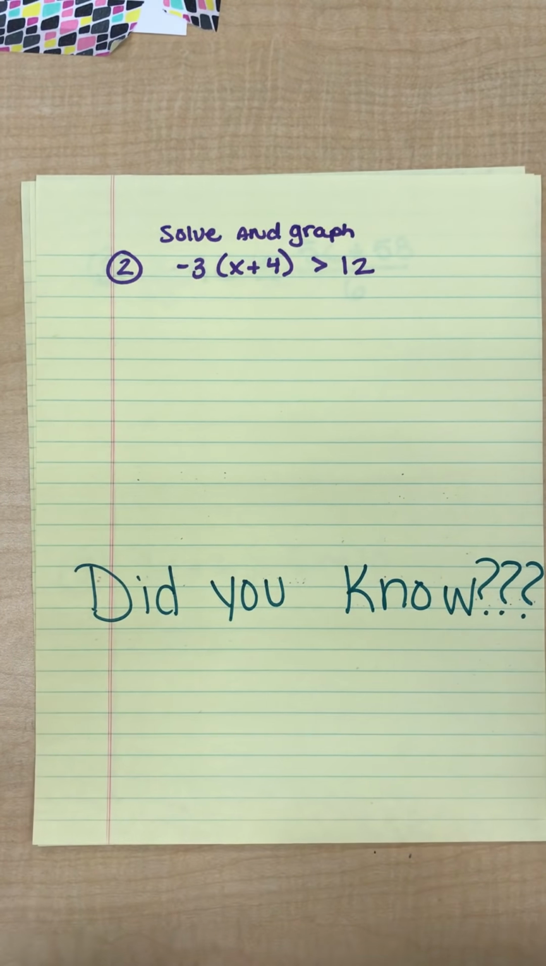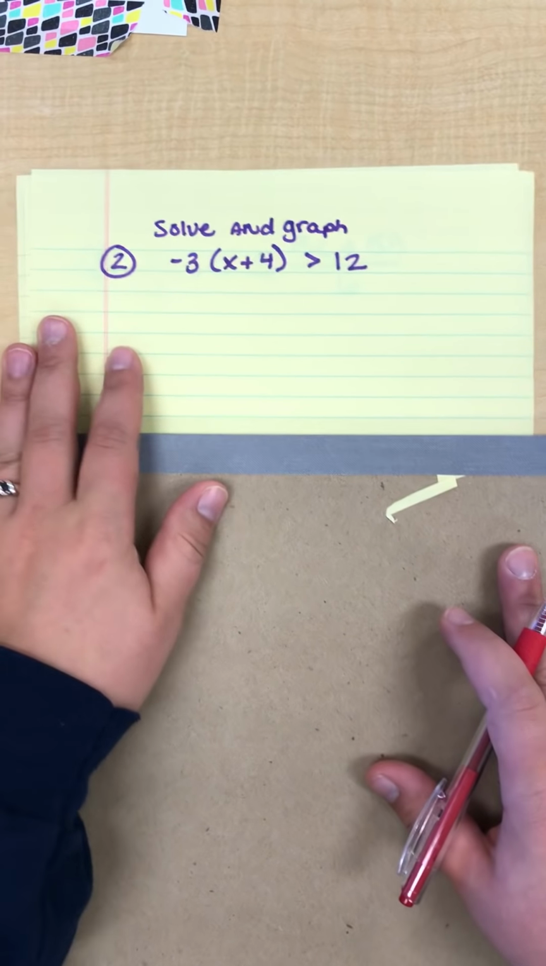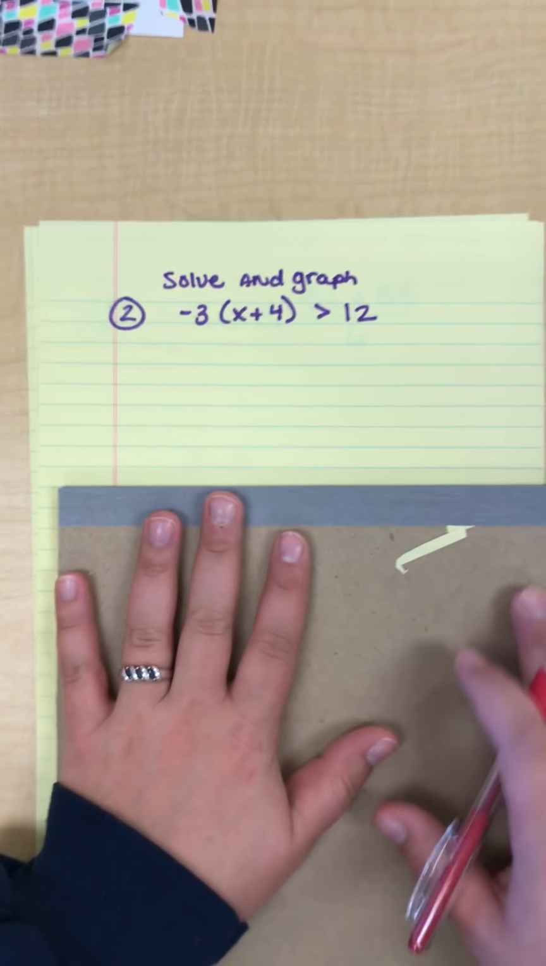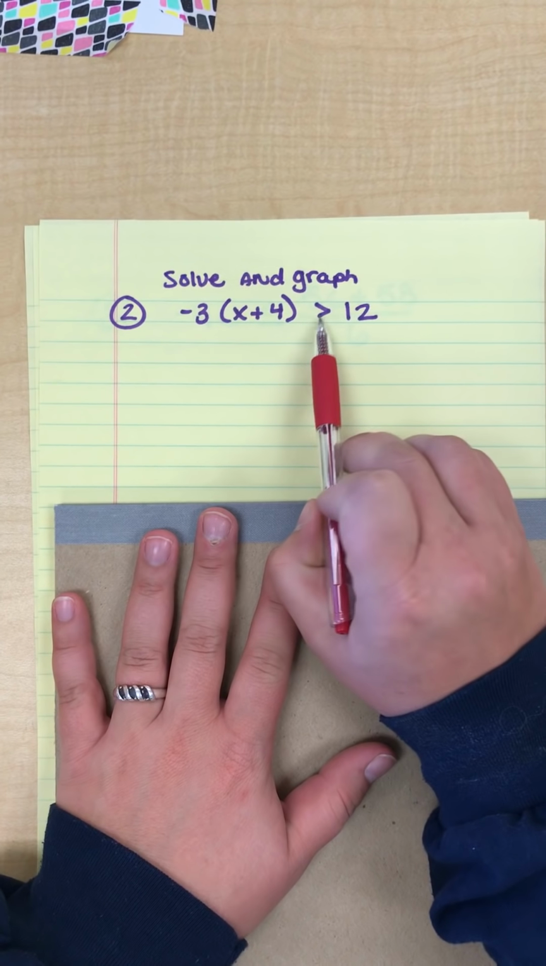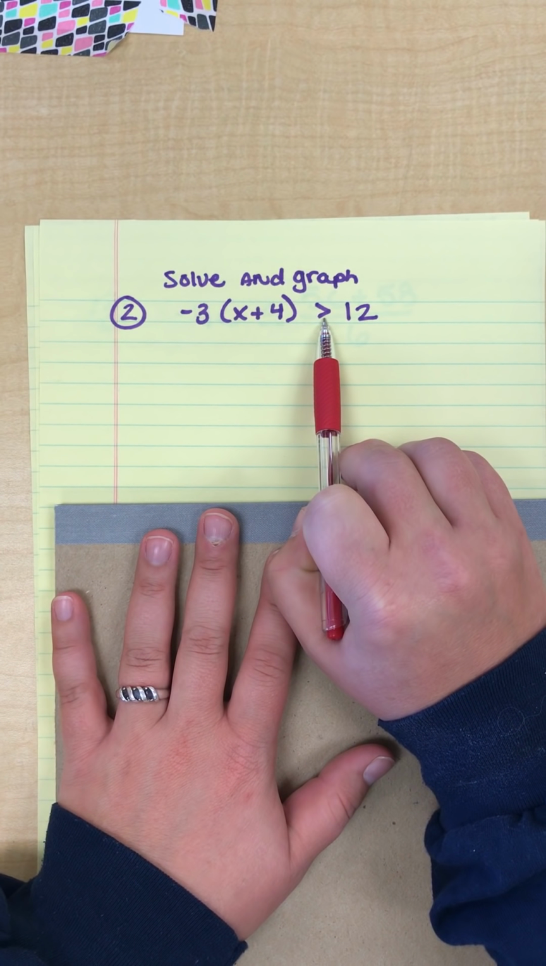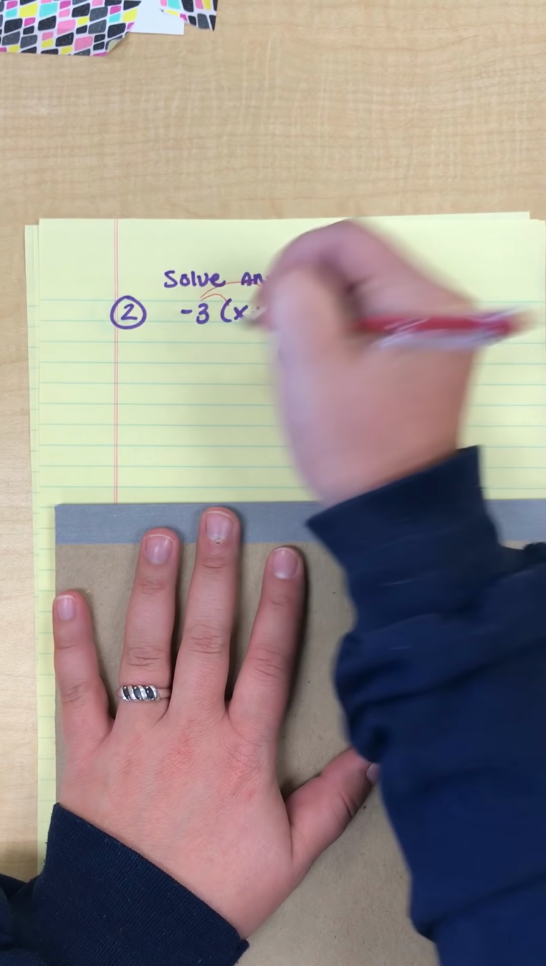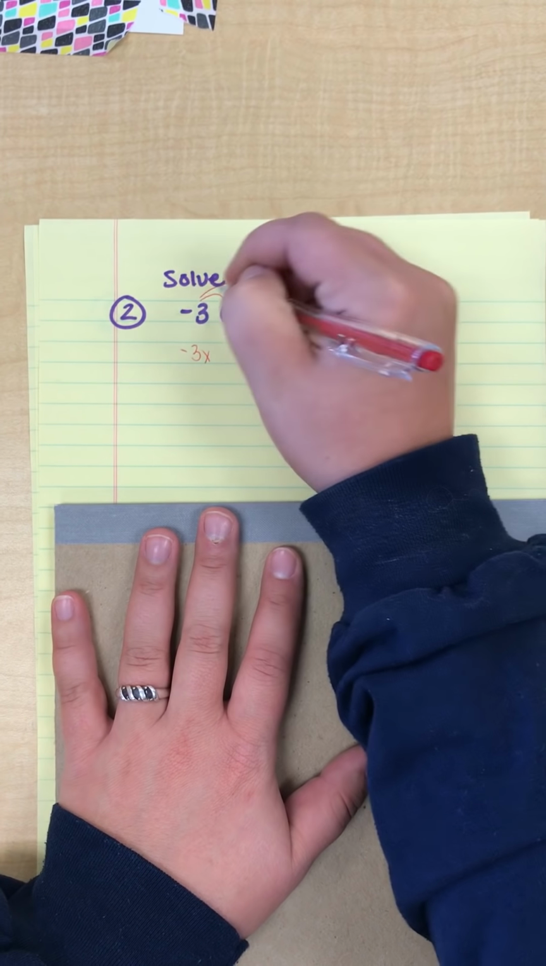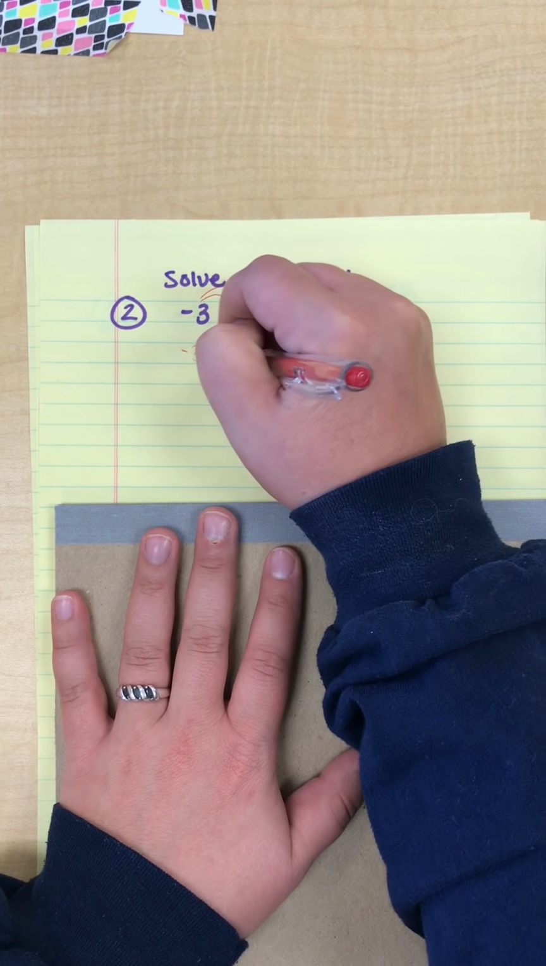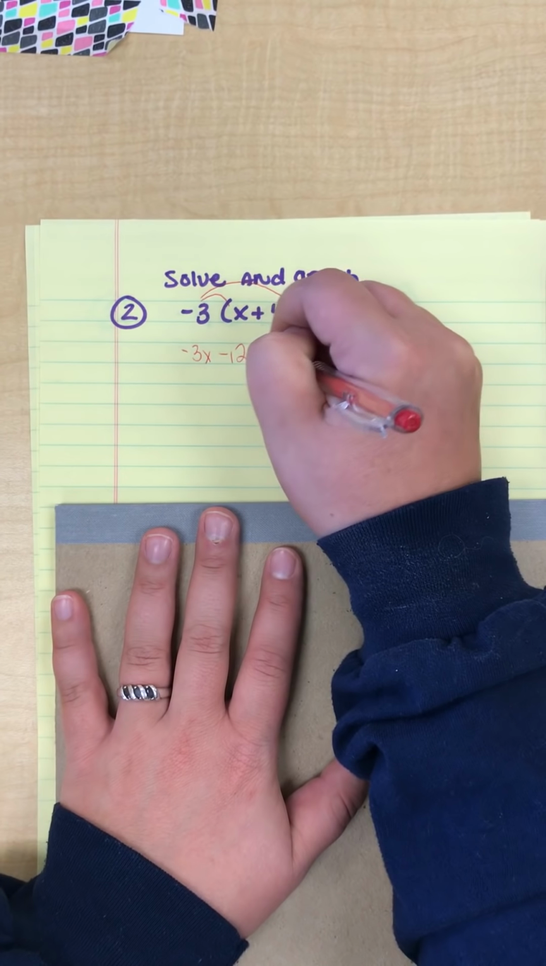All right, let's look at another example here. If we're solving this just like an equation, so if we were to imagine this is an equal sign, what would we do? Well, we'd distribute this negative 3. So negative 3 times x gives me negative 3x. Negative 3 times 4 gives me negative 12, or minus 12.